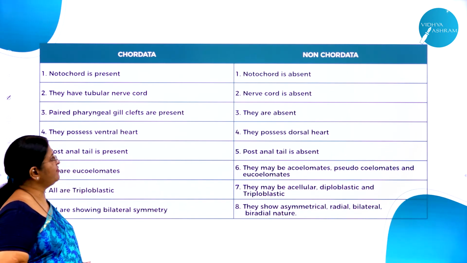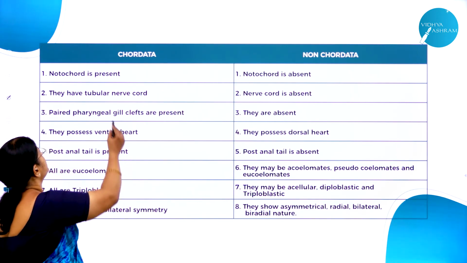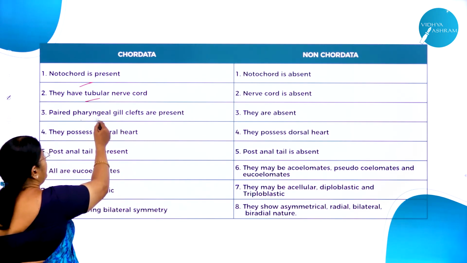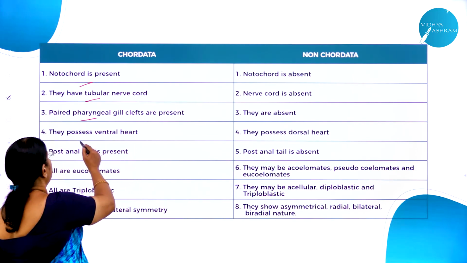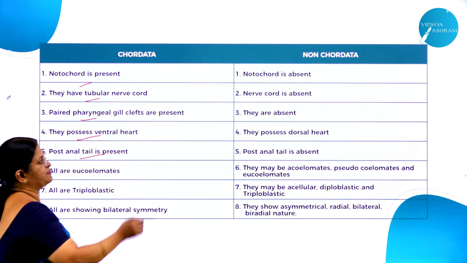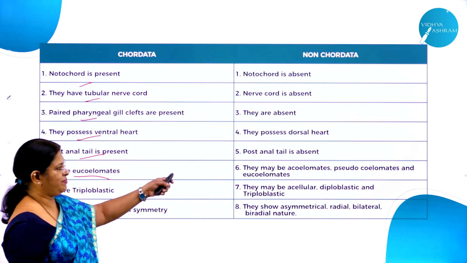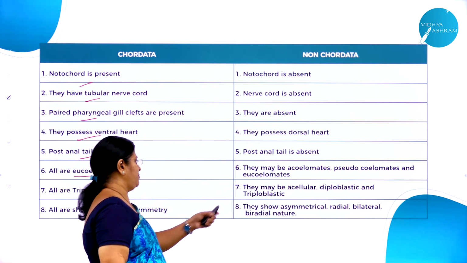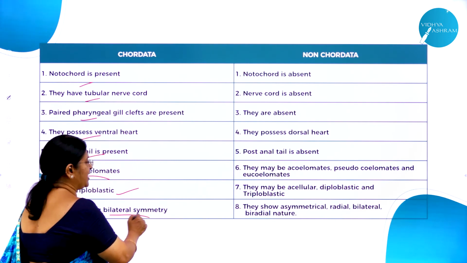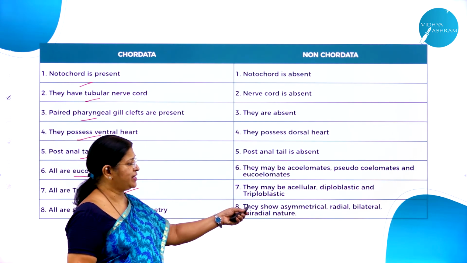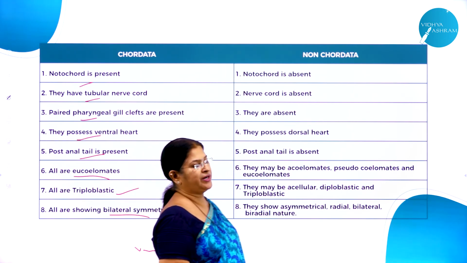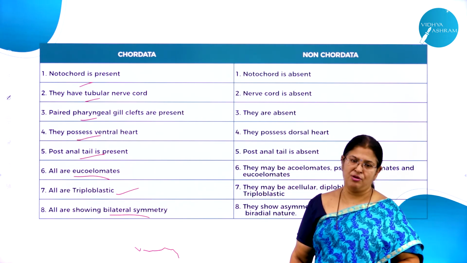So once again we'll brief up what is the difference between chordates and non-chordates. Notochord is present, notochord is absent. They have a tubular nerve cord, it is absent. Paired pharyngeal gill clefts are present, they are absent. They possess ventral heart, they possess dorsal heart. Post-anal tail is present, post-anal tail is absent in invertebrates. They are eucoelomates, here they may be acoelomates, pseudocoelomates and eucoelomates. They are triploblastic, here they may be acellular, diploblastic and triploblastic. They show bilateral symmetry, here some are asymmetrical, some are radial, some are bilateral and some are biradial in nature. So these are all the very important differences between the chordates and the non-chordates.